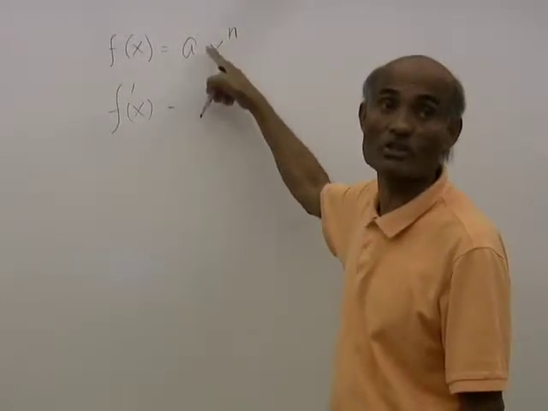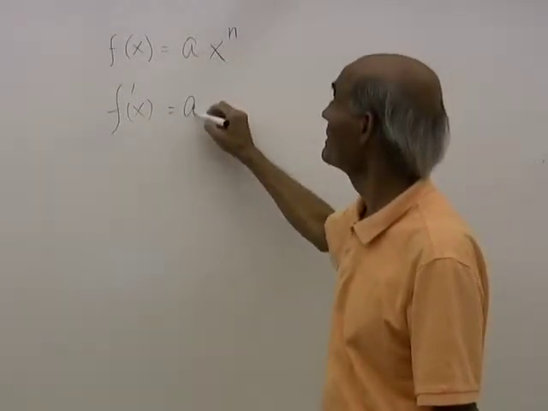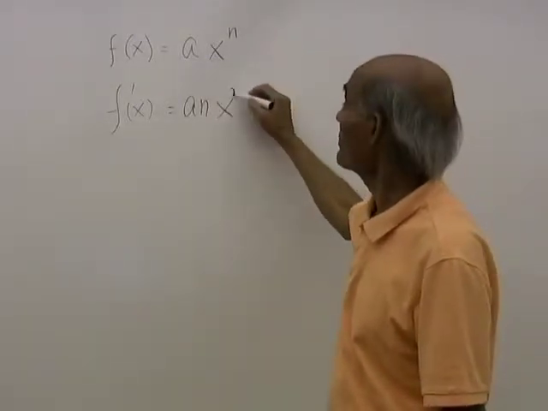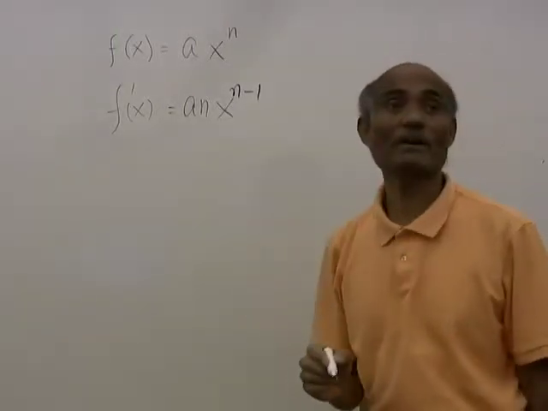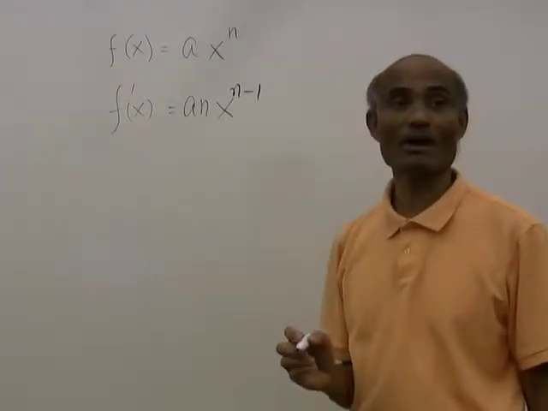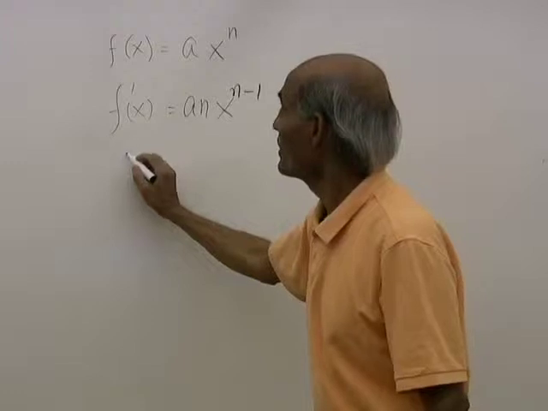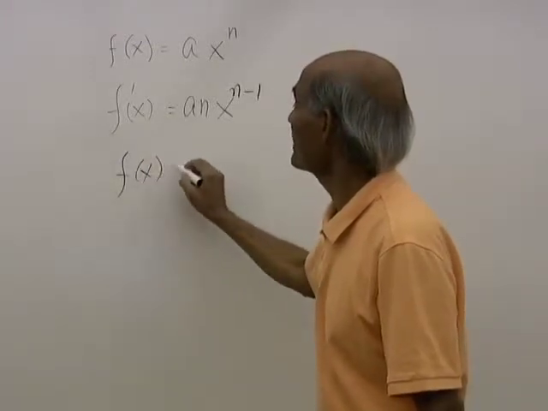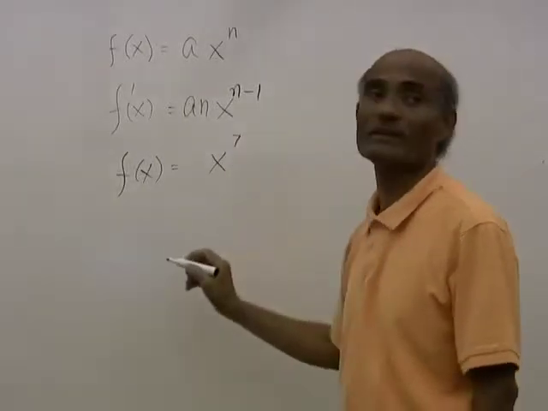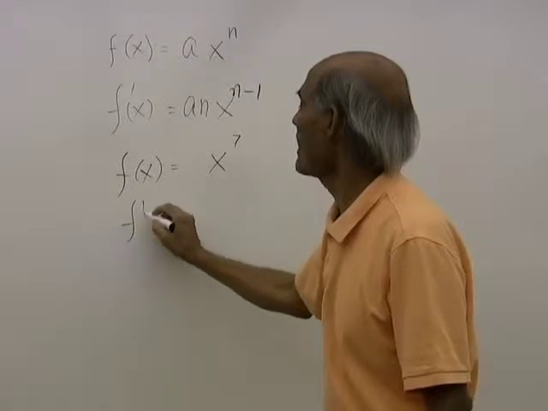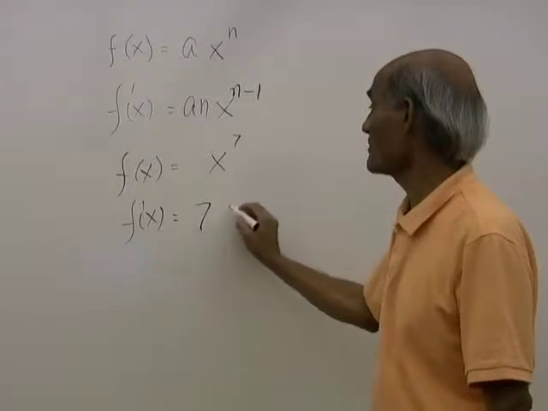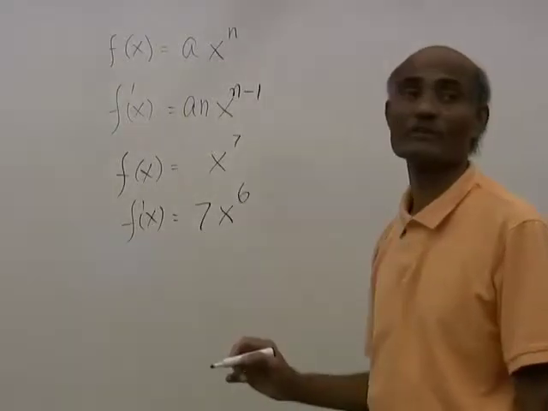F prime x equal to, multiply the power with the constant, a times n, x to the power. What happens to the power? That will be 1 unit less. So f prime x equal to an x to the power n minus 1. For example, if f of x equal to, say, x to the power of 7, what is f prime of x equal to? That will be 7x to the power of 6.